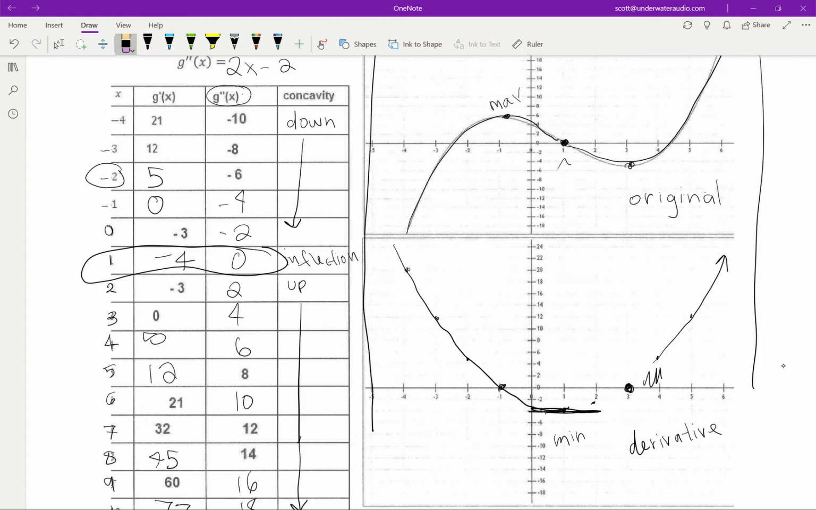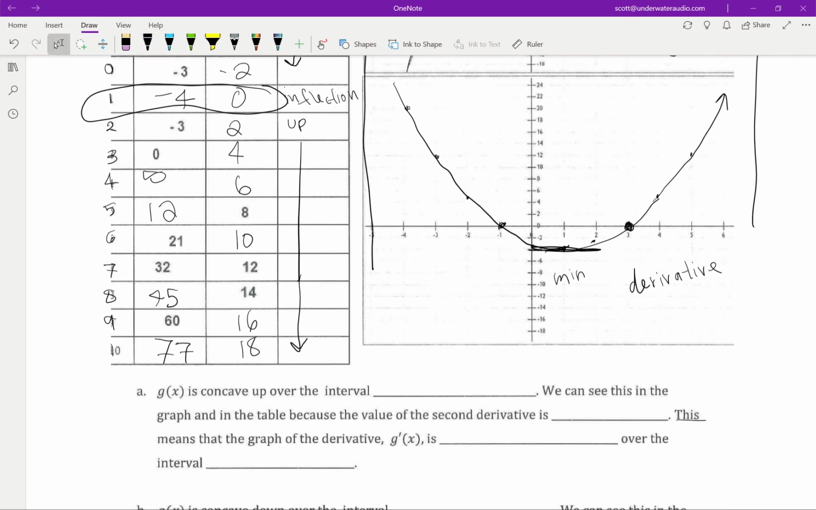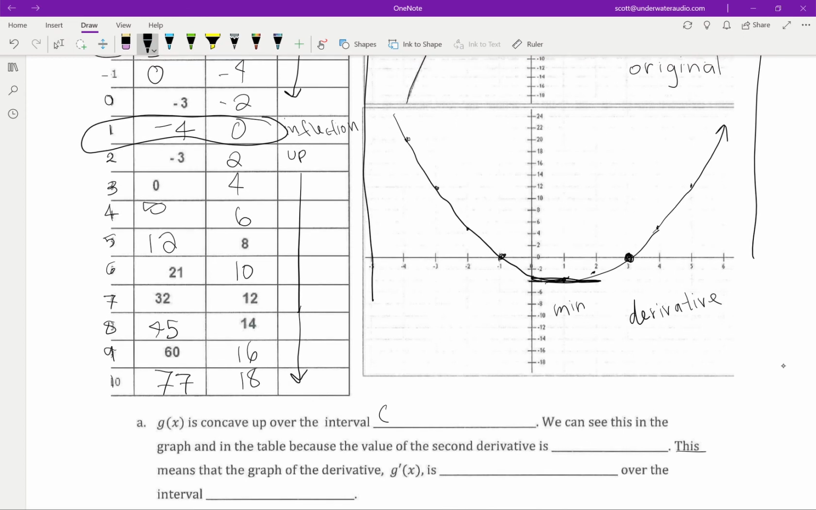So let's see what we can write about that. Okay. G of x is concave up from 1 to infinity. We can see this in the graph and in the table because the value of the second derivative is positive.